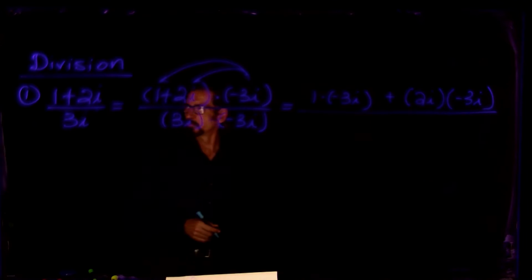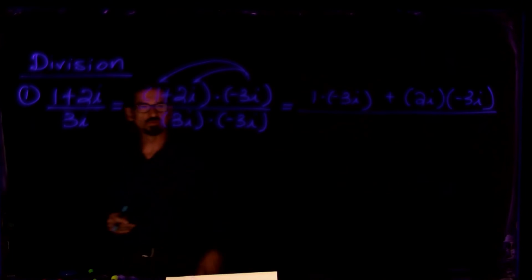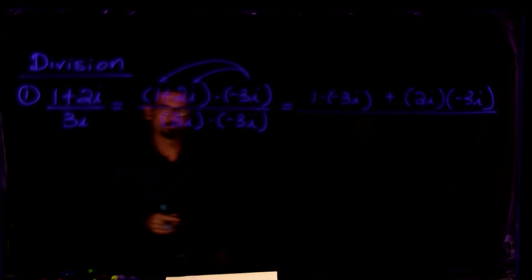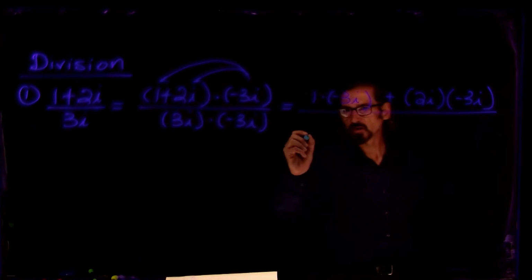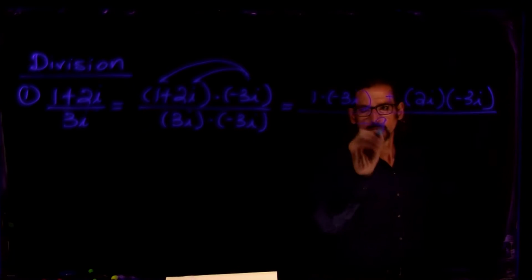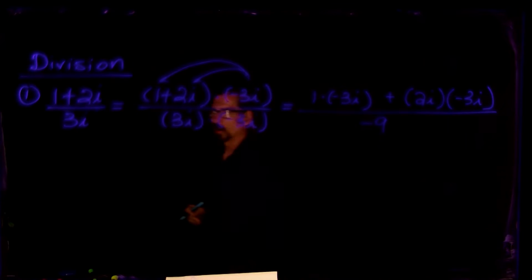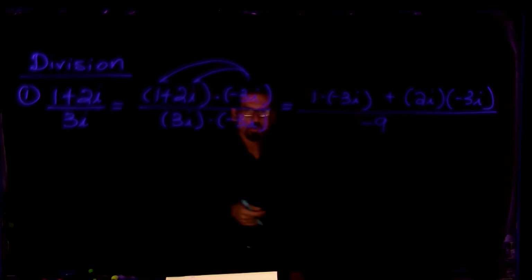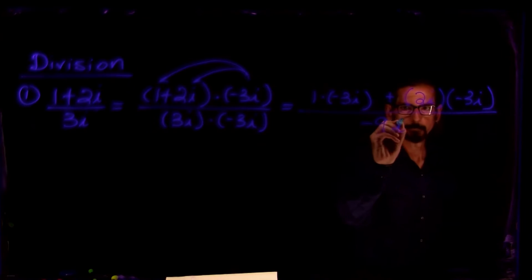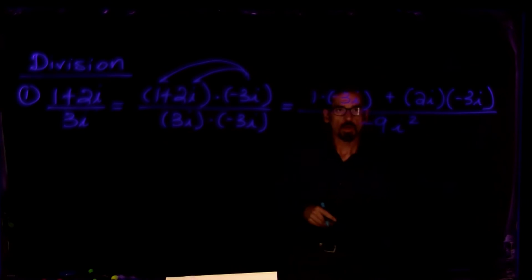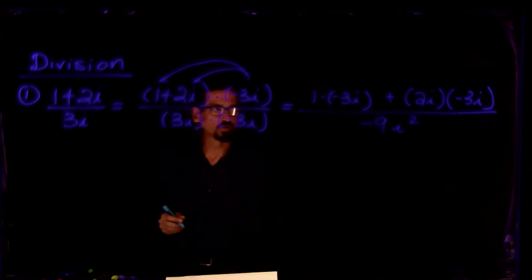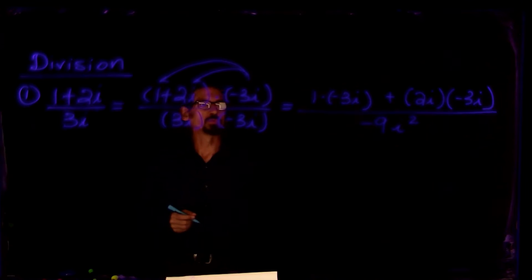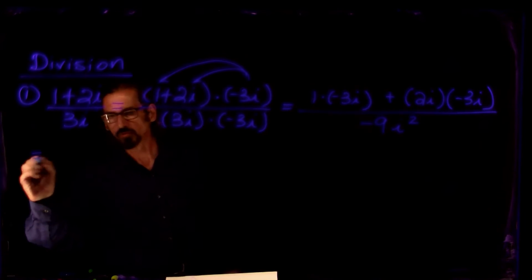In the denominator, 3i times negative 3i. It's going to be 3 times negative 3 is negative 9, and i times i is i squared. And we're going to be able to use i squared as -1 there. Also, we're going to be able to use it up in the numerator momentarily.